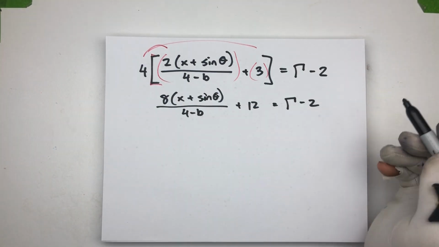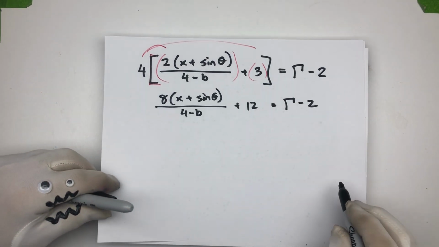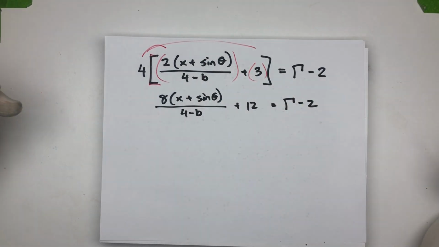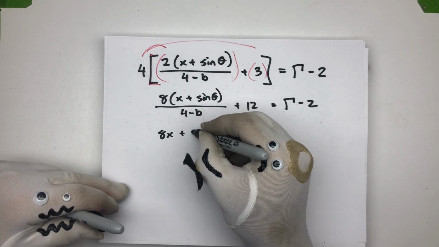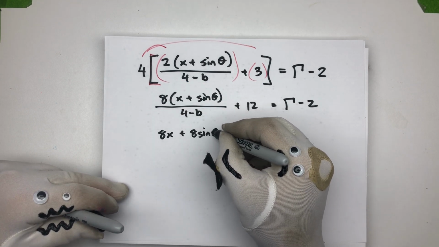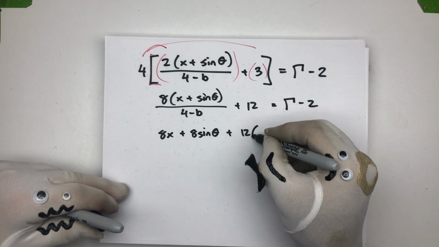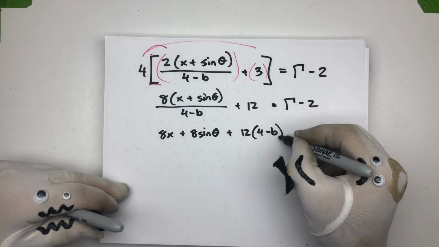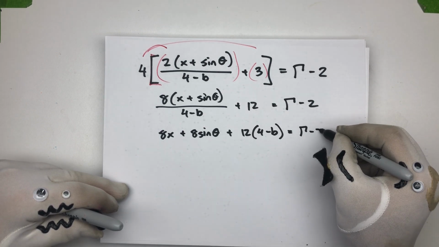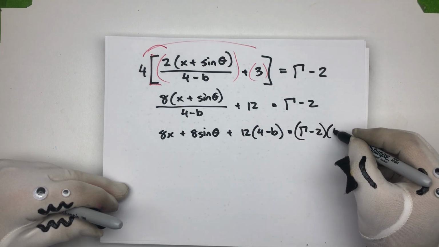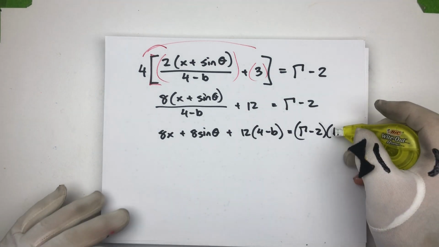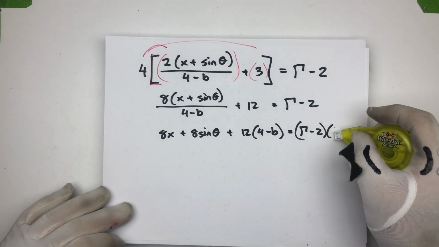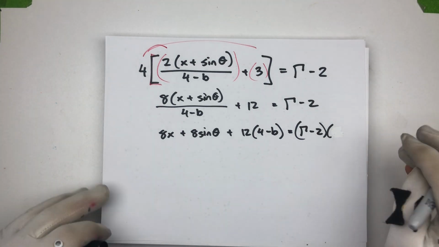Now, I'm going to get rid of this fraction, because the fraction kills me. And I'm also going to expand at the same time. Okay, ready to do that? So it's going to be 8x plus 8 sine theta plus 12, bracket open, 4 minus b, equals gamma minus 2, bracket, over b. Oops, no, that's going to be a 4 minus b.